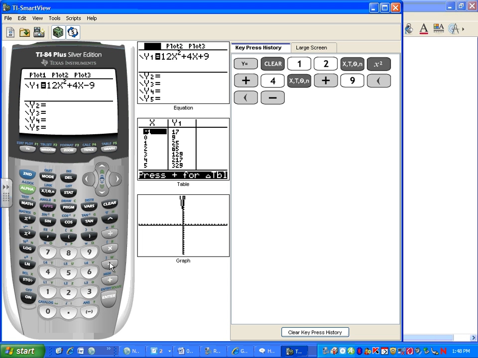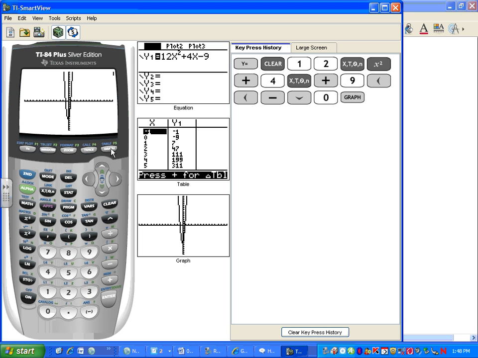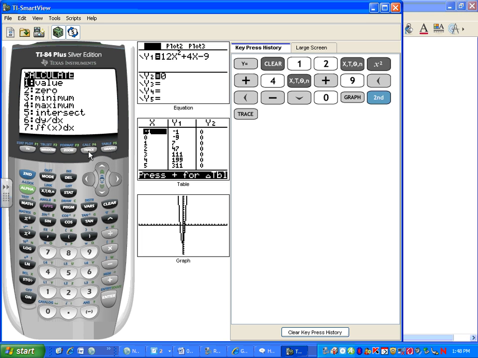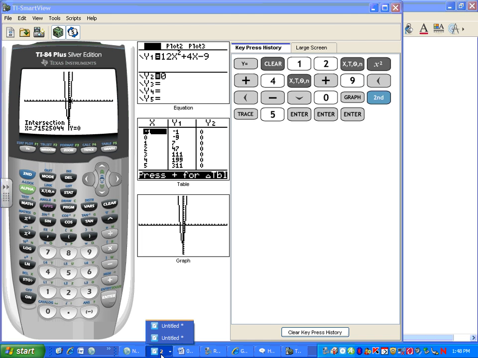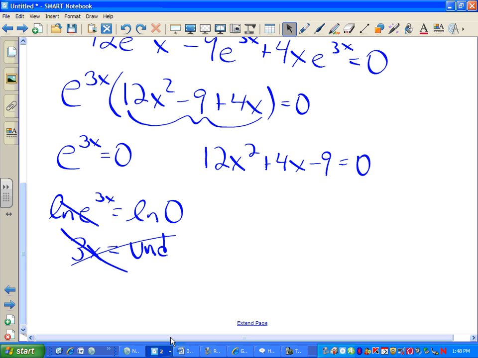And now let's put 0 into y2. Let's graph and see if by chance the window's okay. Oh yeah, it's not bad at all. Okay, so I have two answers. We're going to intersect. And my first answer is going to be 0.715. Let's go record that down over here. So x equals 0.715.